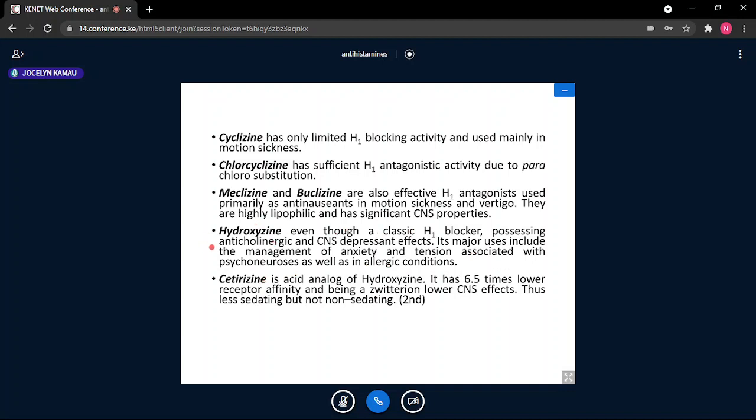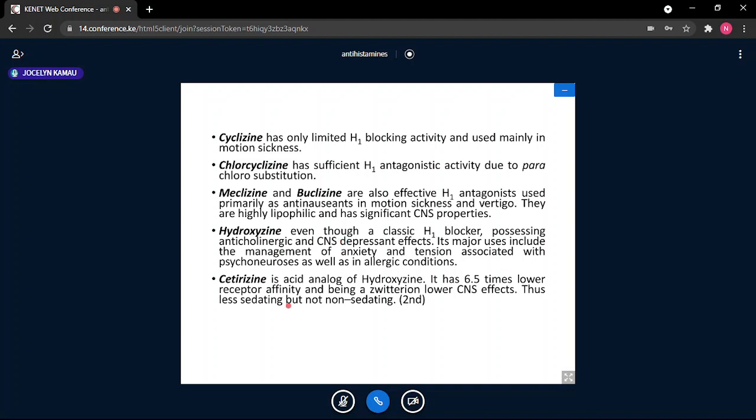So hydroxyzine was also found to have some other activity, so it can be used as an antidepressant. And once it has such activity, more often than not, you will selectively use it for the antidepressant activity and not for the antihistamine activity. It's a mild antidepressant, and it also has sedation, because it crosses the BBB and causes some sedation.